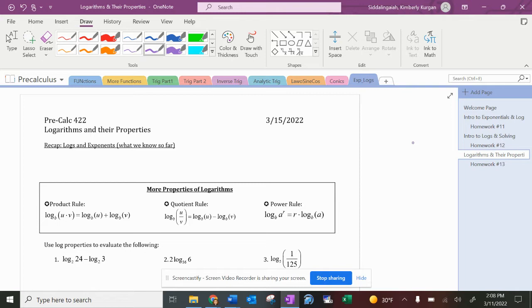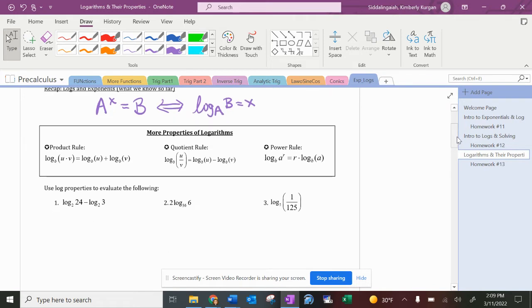So let's get started. First, let's just remember the stuff we've learned about logs and exponentials so far. The main technique that we've been looking at is that if we have an exponential, we can rewrite it as a logarithm. So if we have a to the x power equals b, we can rewrite that as log base a of b equals x. Remember, the logarithm will always equal the exponent. We're going to use that a little bit today, but we're going to mainly get into properties of logarithms.